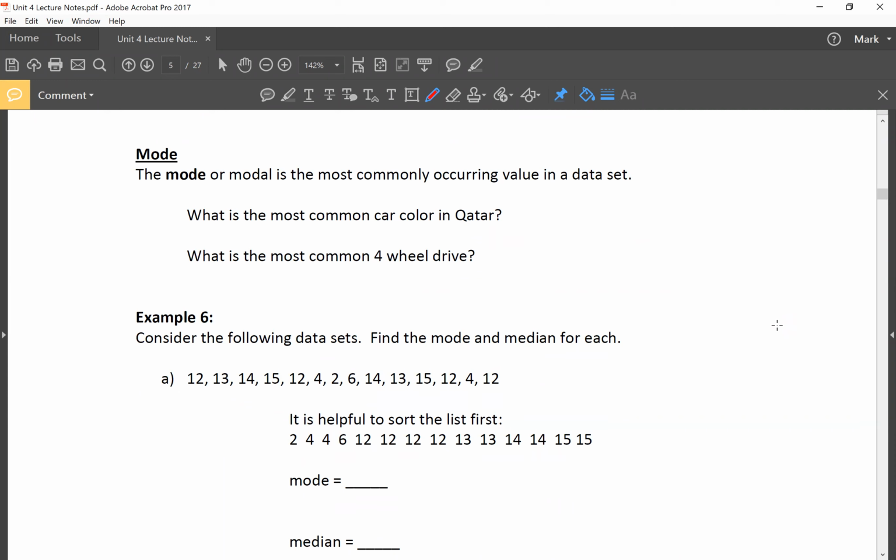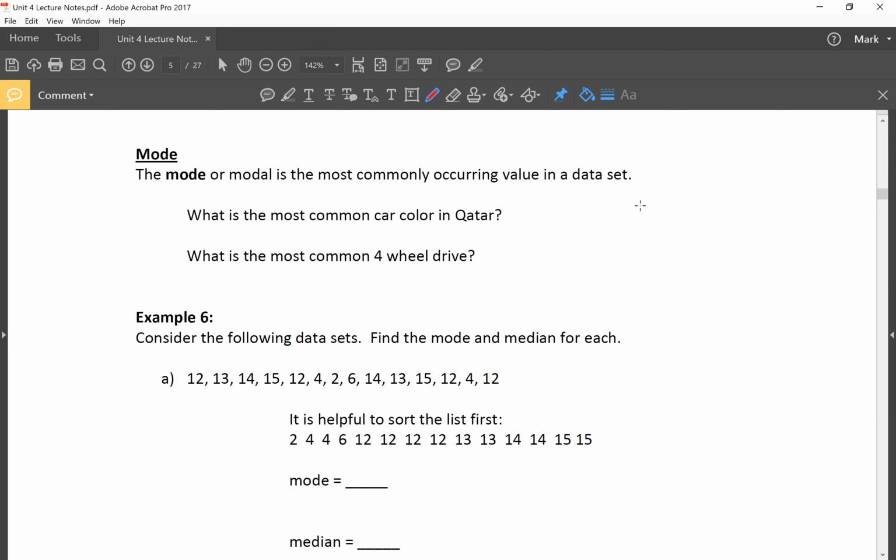Okay. So the mode, or sometimes people call it modal, is the most commonly occurring value. So there's no calculation for mode. In mean, you will have to do a calculation. In median, sometimes you have to do a calculation. In mode, you never do. For mode, you identify the data value that appears the most in the data.